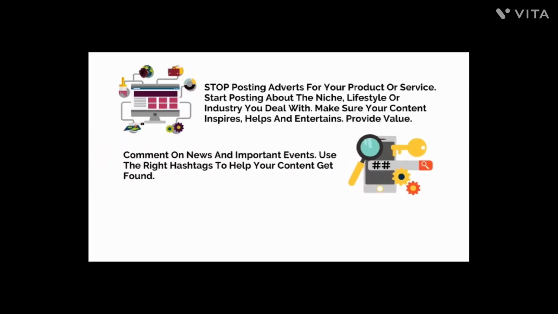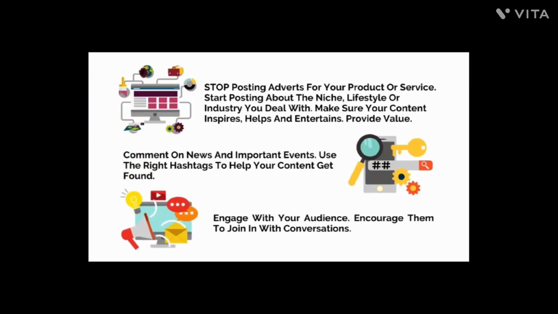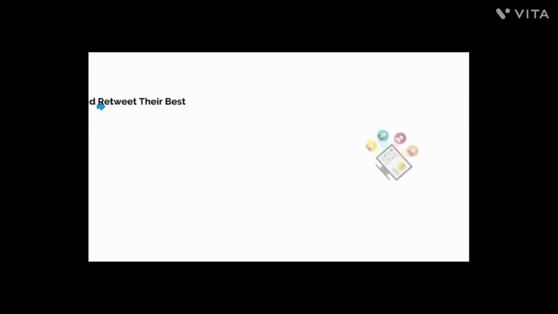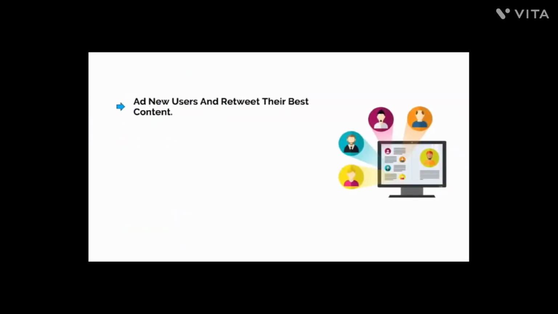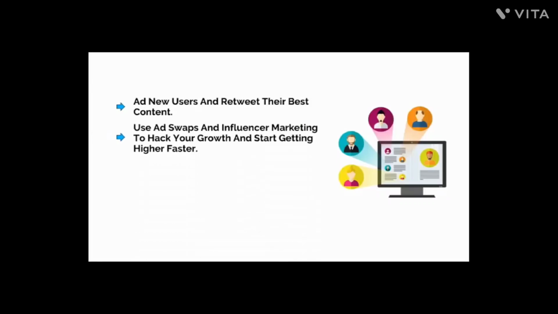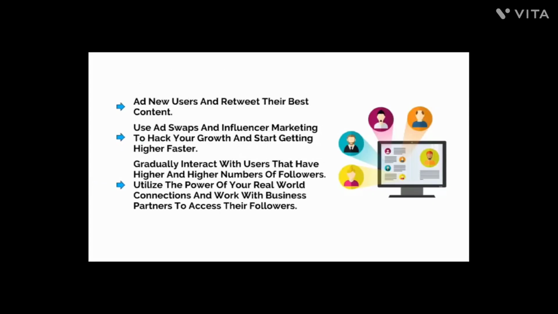Comment on news and important events. Use the right hashtags to help your content get found. Engage with your audience. Encourage them to join in with conversations. Add new users and retweet their best content. Use ad swaps and influencer marketing to hack your growth and start getting higher faster. Gradually interact with users that have higher and higher numbers of followers. Utilize the power of your real-world connections and work with business partners to access their followers.